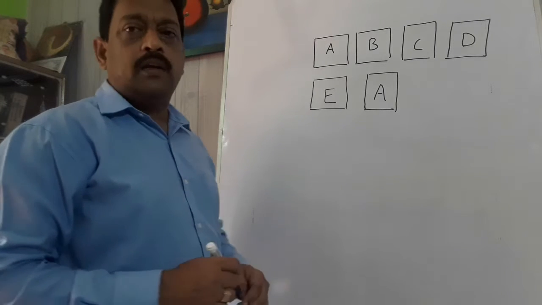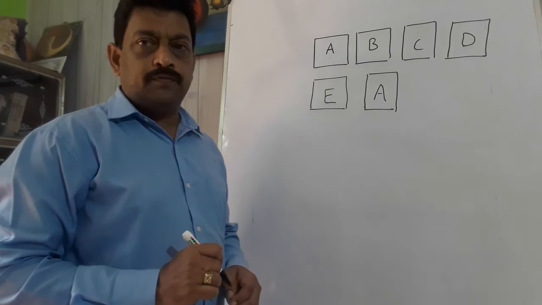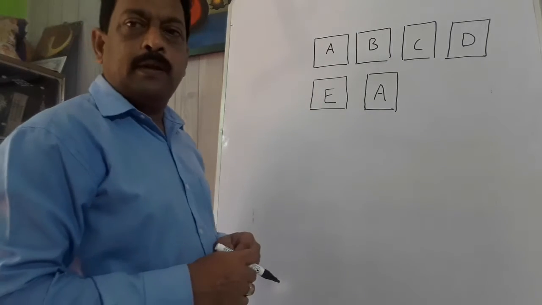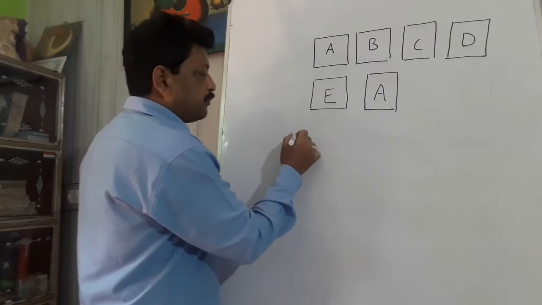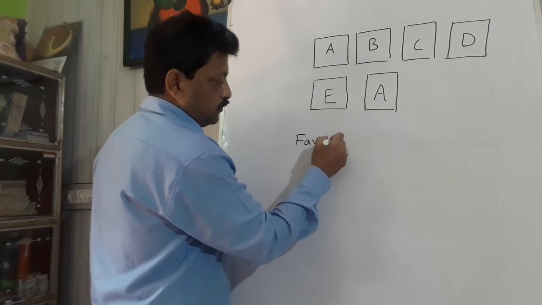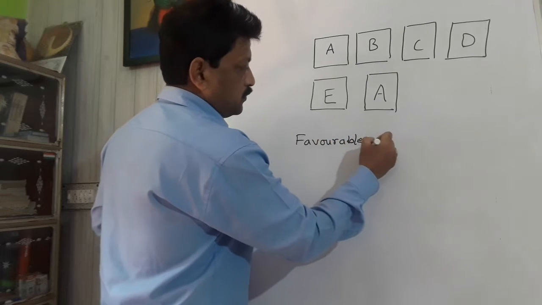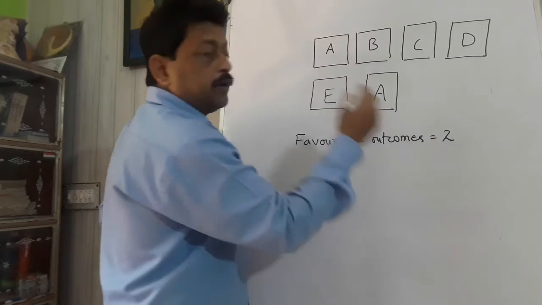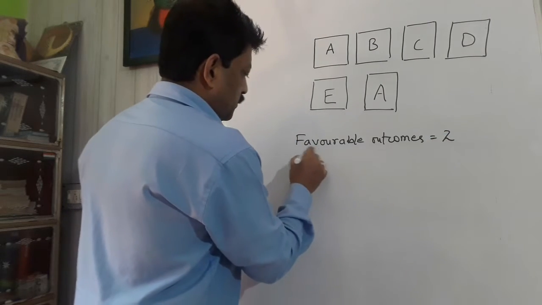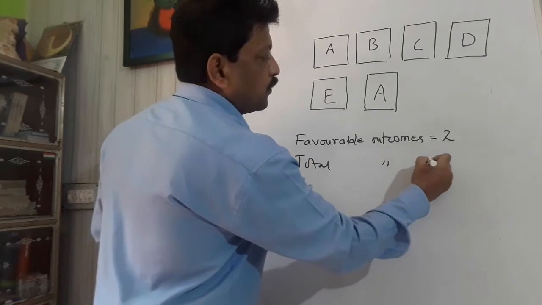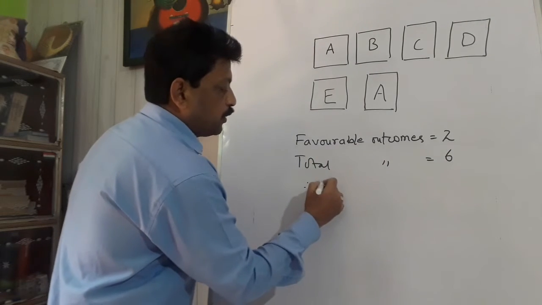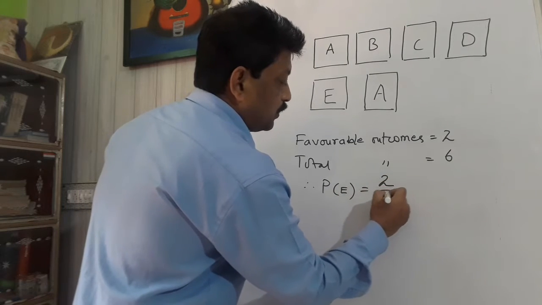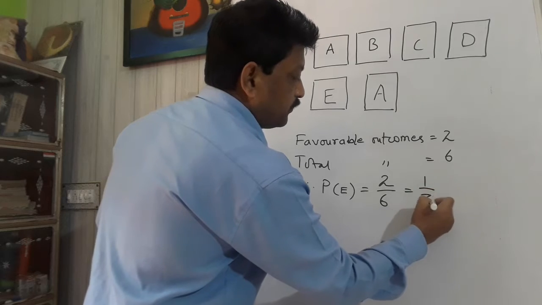Now if the die is rolled, what is the probability of getting A? So how many favorable outcomes are there? There are 2 favorable outcomes. And total outcomes is 6. Therefore, the probability of getting A, P(A), is equal to 2 upon 6, that is 1 upon 3. This is the answer.